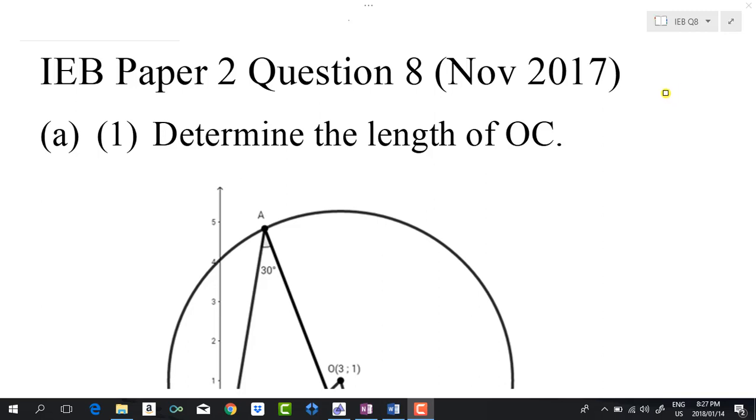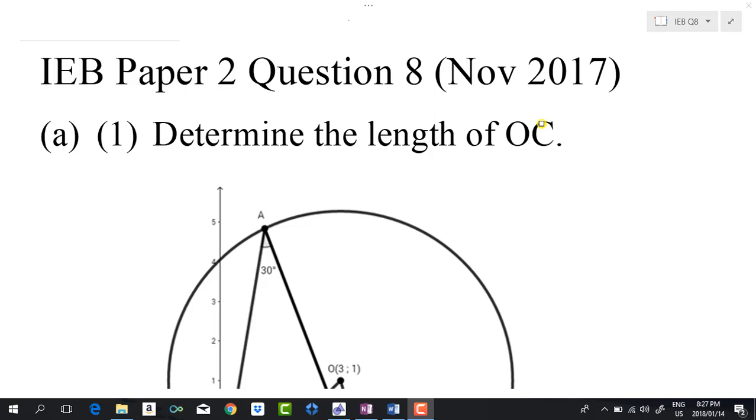In this little video clip, what I want to focus on is question 8 from the November 2017 IEB paper 2. What this question deals with is a topic referred to as dynamic geometry, which involves things like moving points, folding, drawing lines on a diagram, or in fact using given information to create your own diagrams.